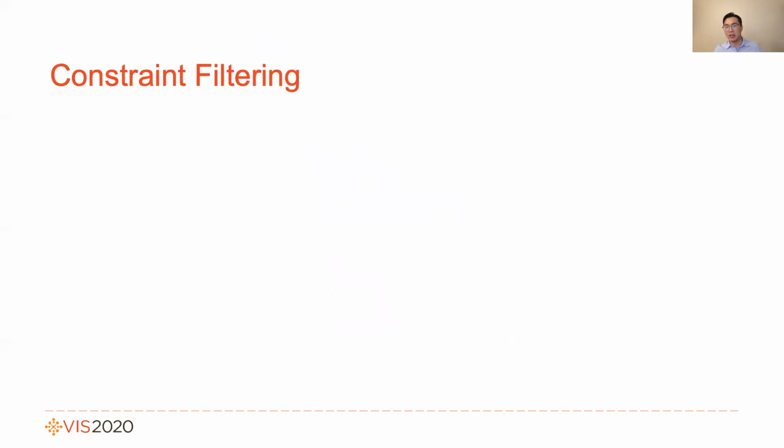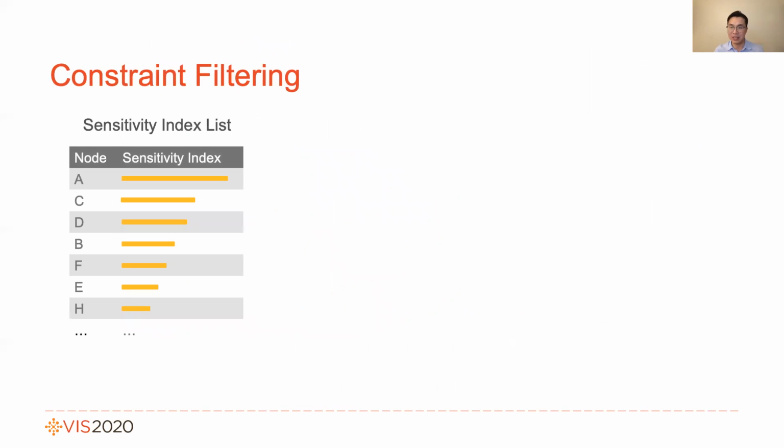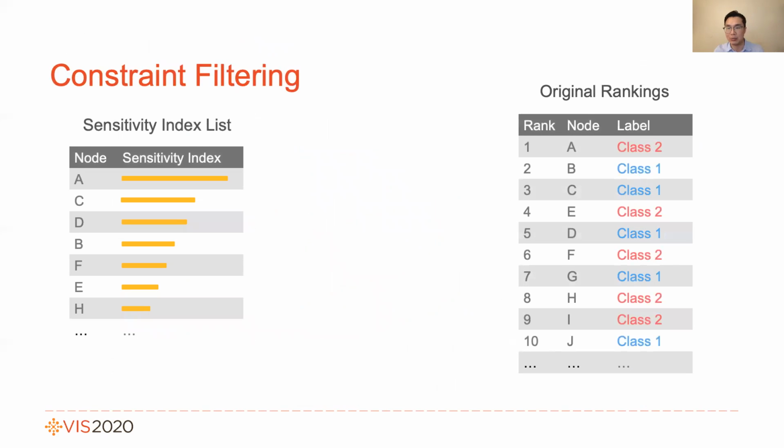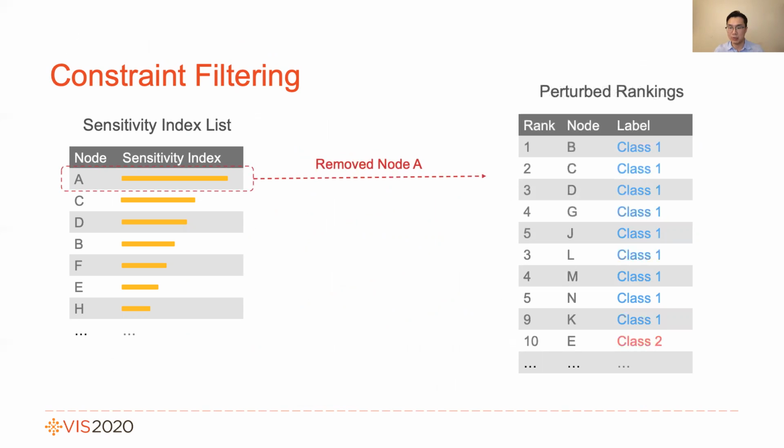The last functionality of our framework is constraint filtering. Suppose now we have the calculated sensitivity index list, and here's the current ranking result. We know that the first node has the highest sensitivity index, but in real-world applications, this perturbation is not likely to happen. For example, if we remove it, the ranking positions could be heavily influenced, and the top K content could be disproportional in terms of certain categories. Such a perturbation is easy to discover, let alone when we remove the most relevant one.